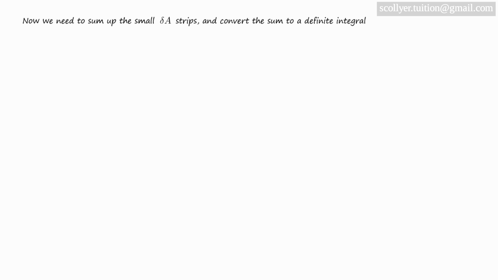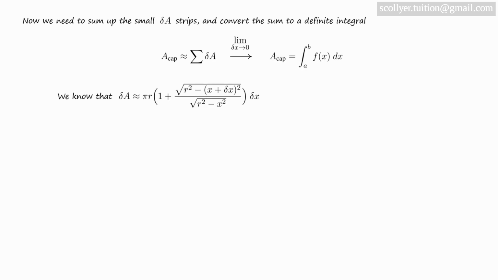So now we sum up the delta A strips, and we convert that sum into a definite integral by taking the limit as delta x tends to 0. And we can represent that as follows. Now we know that delta A is given by this expression, but what happens to it as delta x tends to 0? Well, first, this delta x is replaced by dx, and this dx is the dx of the integral, and it tells us against which variable we are integrating.